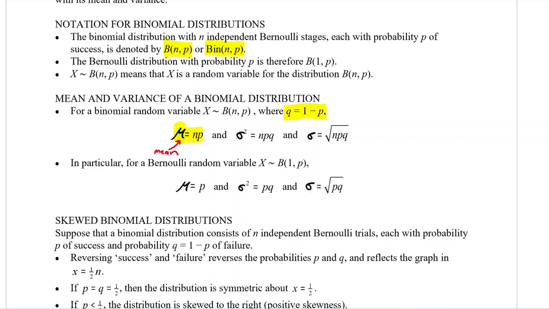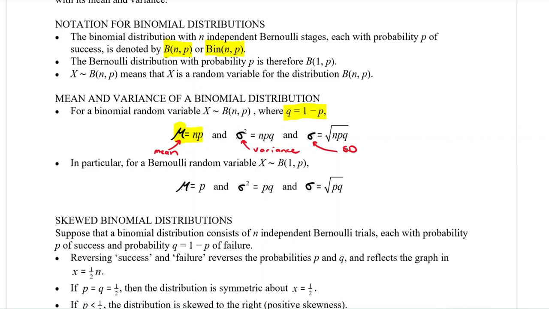Standard deviation squared, that symbol there, is called the variance. It is found by multiplying the number of trials times the probability of success times the probability of failure. That's a tongue twister. Don't say that fast. Then to find the standard deviation, you square root that. So this here is the standard deviation, SD.